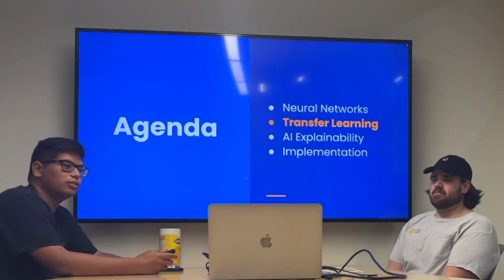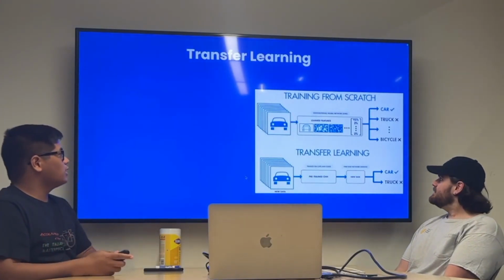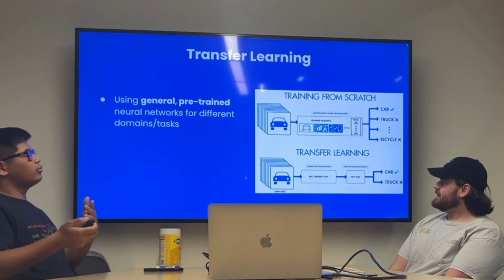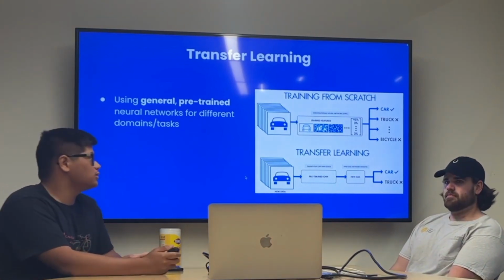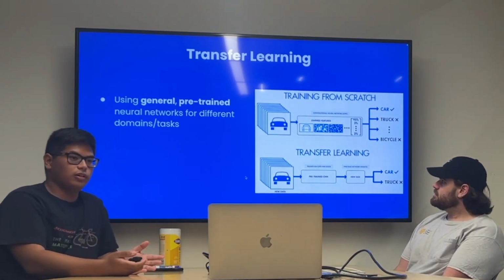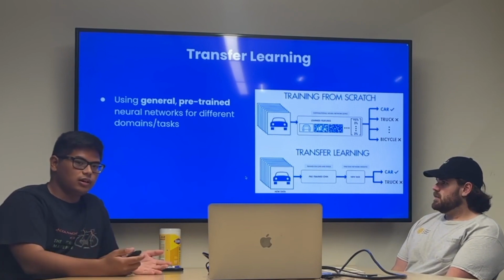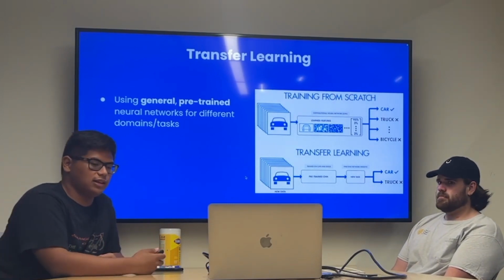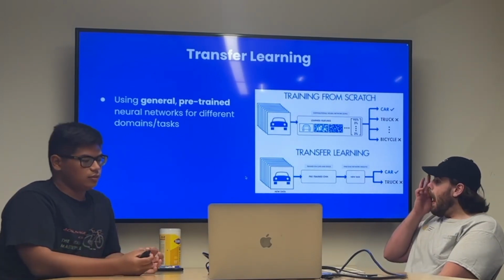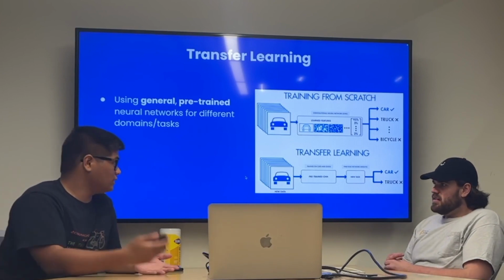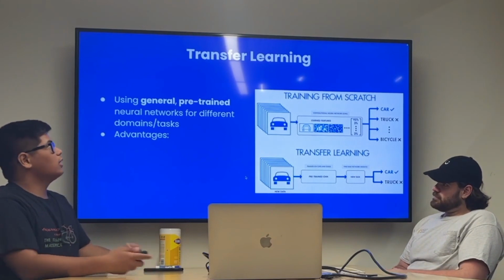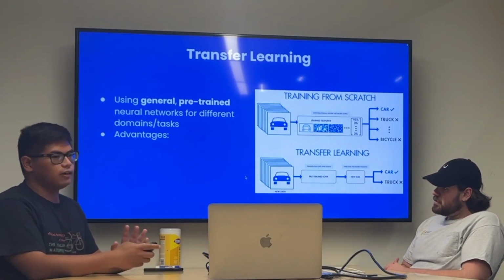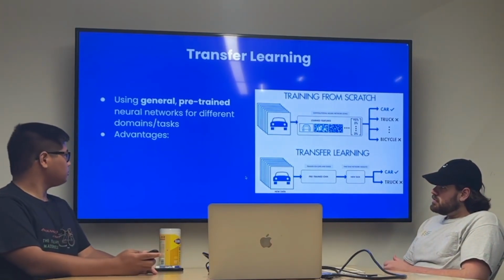All right, transfer learning is using general pre-trained neural networks for different domains and tasks. One example that is very popular in image or computer vision tasks is the neural networks trained on the ImageNet dataset, of which there are many. And the reason it's very popular to do transfer learning is because it offers a lot of advantages.